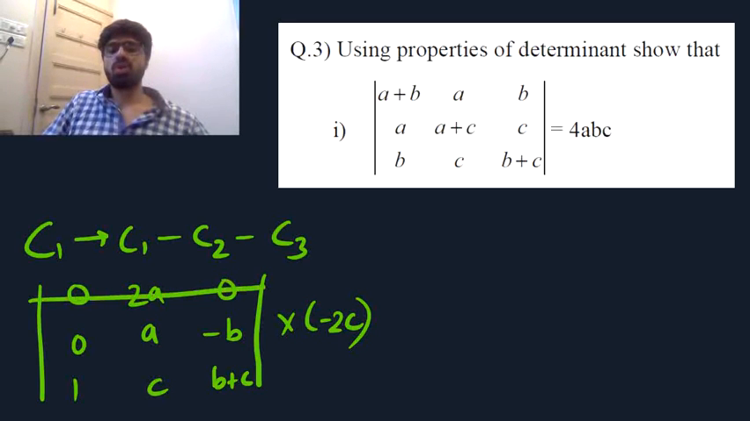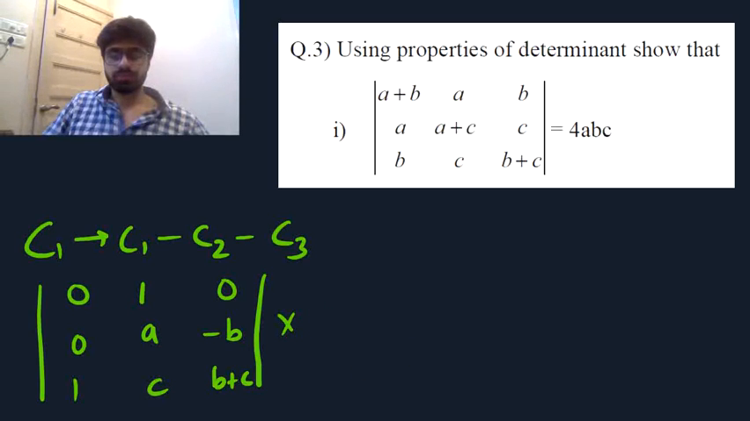From the first row, you can pull out a 2a common. So this becomes 1 and we are multiplying this with 2a. So this term is becoming equal to minus 4ac. Let's see if we can do anything with these two terms now. Or let's go ahead with expanding this now.